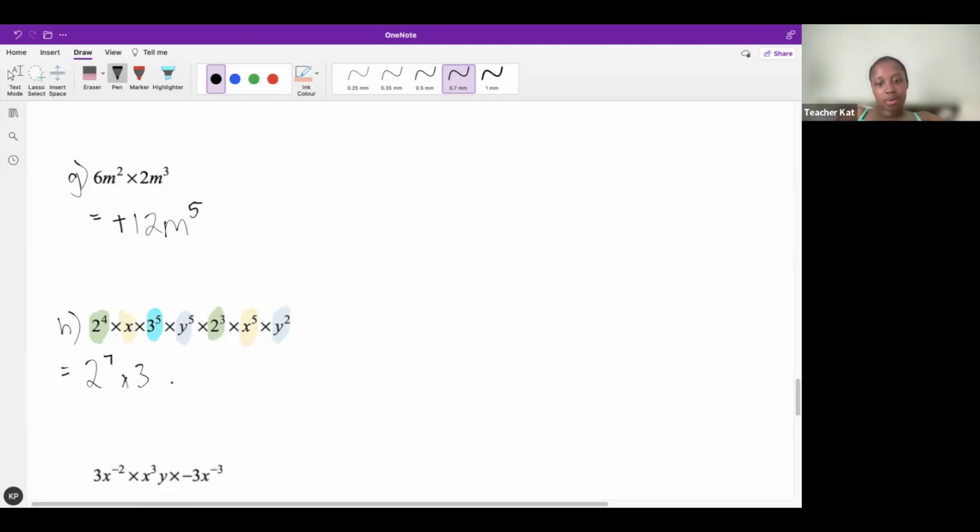times 3 to the power of 5. So 3 doesn't have a partner, it's on its own. So it's just 3 to the power of 5. Okay. Times x to the power of 6 times y to the power of 7. Okay, let's simplify this quickly.